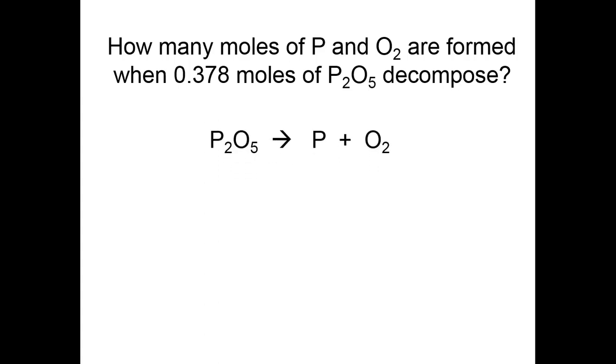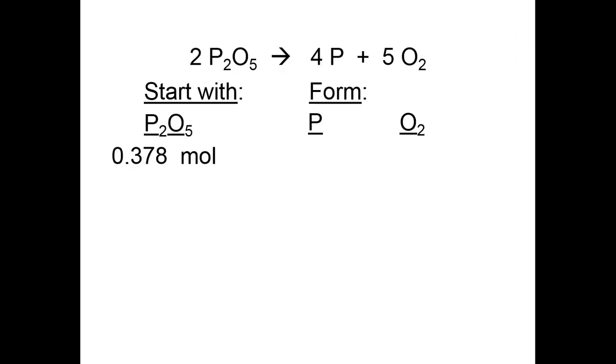Decomposition is when a compound breaks down into simpler materials, in this case the two elements. A balanced equation would have 2 moles of P2O5 react to form 4 moles of P and 5 moles of O2. The link between P and P2O5 is 4:2, which comes from the coefficients in the balanced equation.